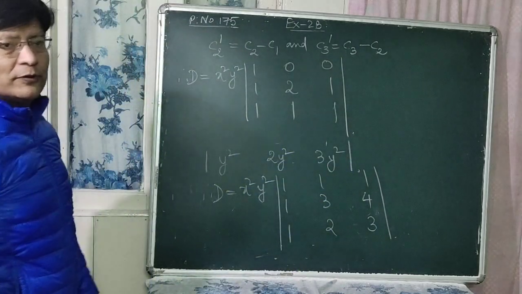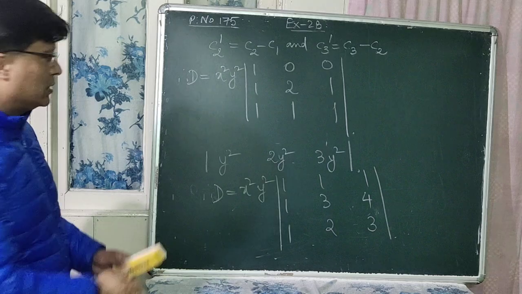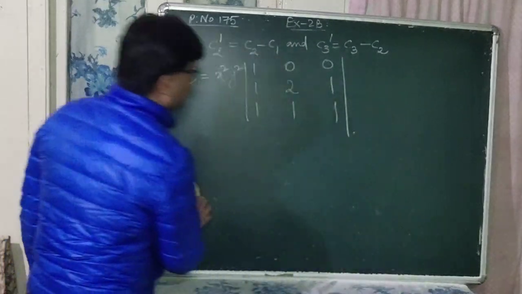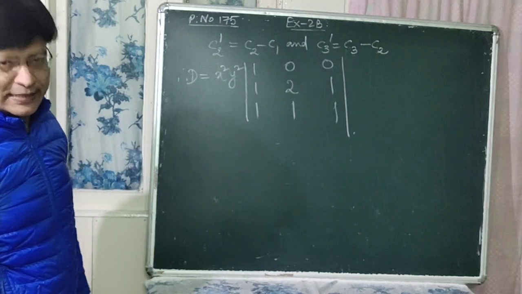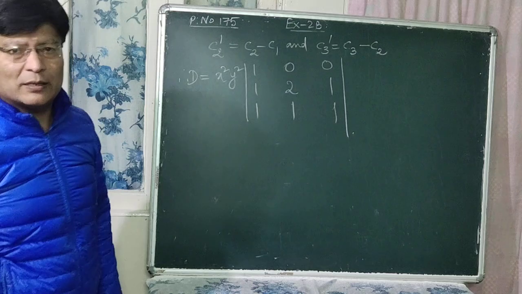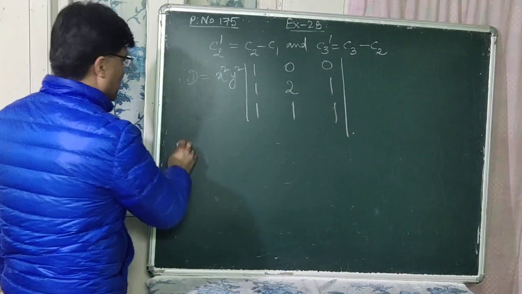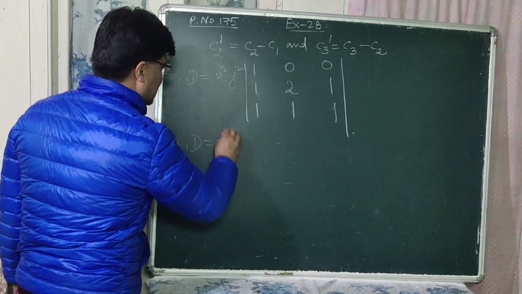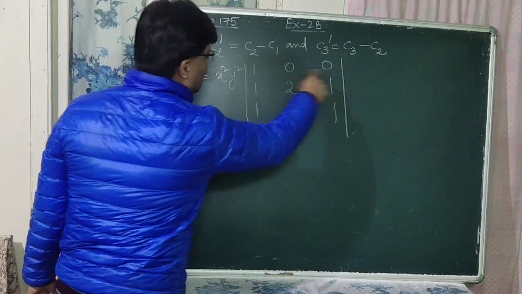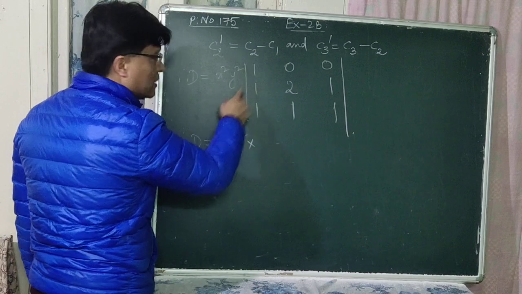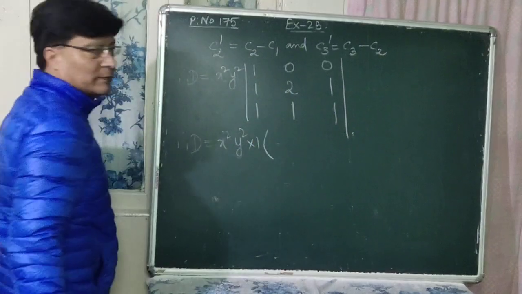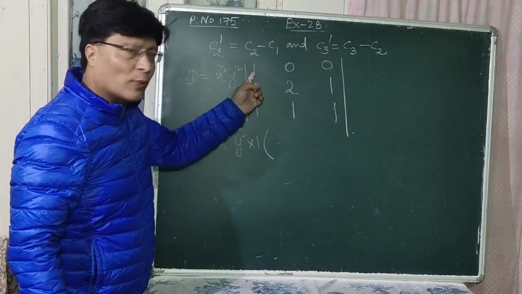Is that clear to all of you? This is just the simplification, right? So now, let us expand it. We can expand it with respect to the first row because there are 2 elements as 0, right? So let us expand it. D is equal to x square y square into, with respect to the first row. Let us take this one, plus, 1. So within the bracket, now we are considering this one.